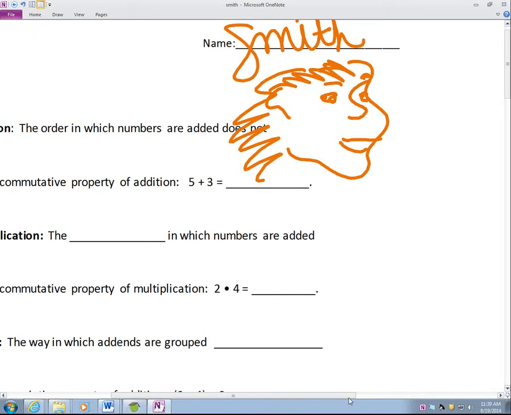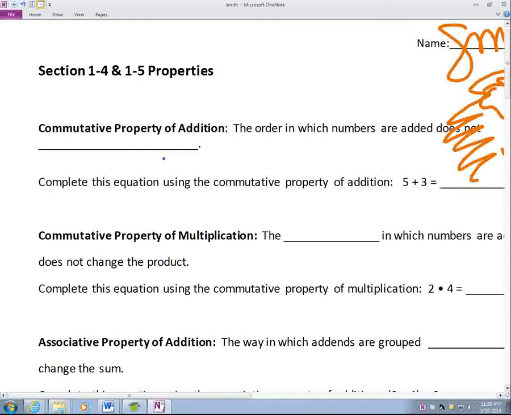Okay, so we have the new notes. This section is called Properties. Section 1.4 is called Properties. So we're doing different properties. That was a part that took you guys a decent amount of time. And then we have its own section, 1.5, which is just the distributive property.